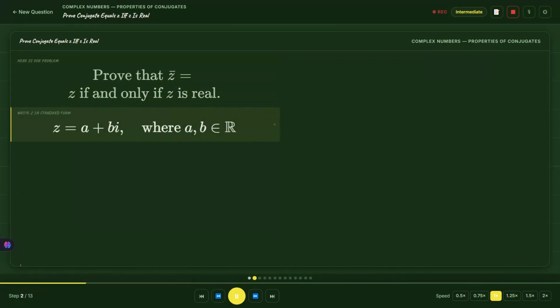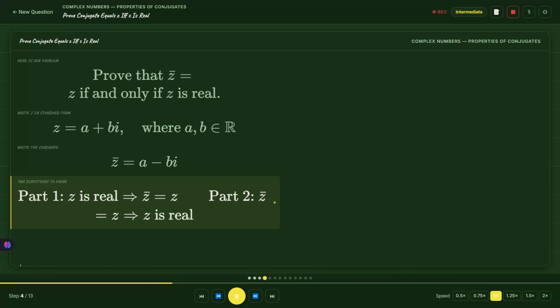Let's start by writing z in its normal form. Every complex number z can be written as a plus b times i, where a is the real part and b is the imaginary part. Now, what is the conjugate? To find the conjugate, we just flip the sign on the imaginary part. So the plus bi becomes minus bi. Everything else stays the same.